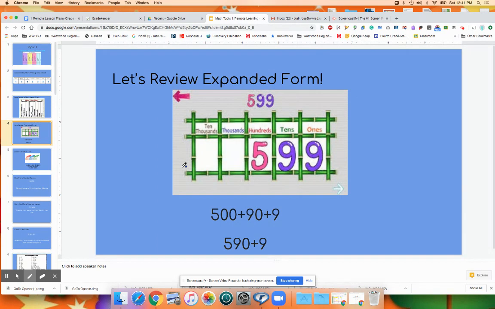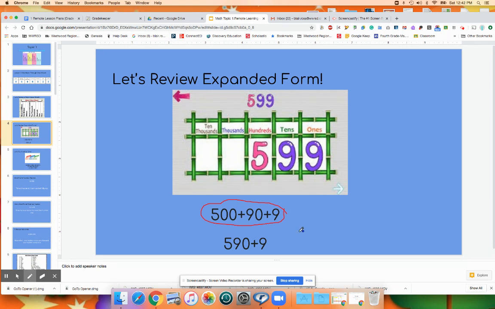So also in this lesson, we went over expanded form. Remember, expanded form is breaking apart the values of numbers to find their sum. If I was going to break apart 599 by their place value, I would break them apart. If I added them back together, I get 599. As long as I've been teaching fourth grade, we've traditionally taught it like this, breaking it by place. So 500 plus 90 plus 9.